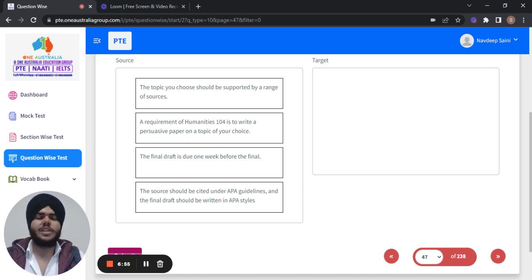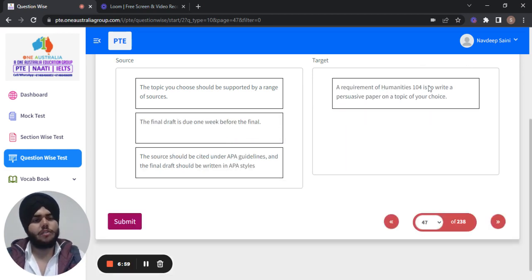This, according to me, is very easy. I don't even have to give it a second read. A requirement of Humanities, because here we have the topic. Topic for what? The final draft. Final draft of what? The source. The source in the final draft. For what? So all of this is answered by the line: a requirement of Humanities 104. Humanities 104 is a persuasive paper on a topic of your choice.